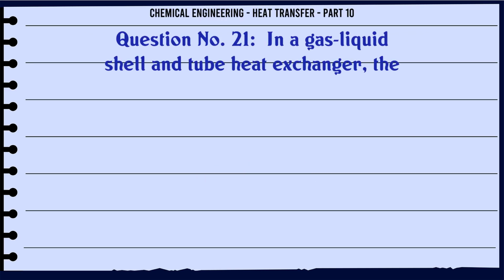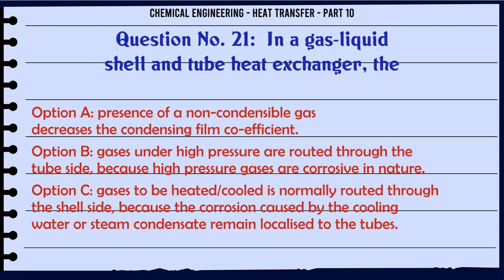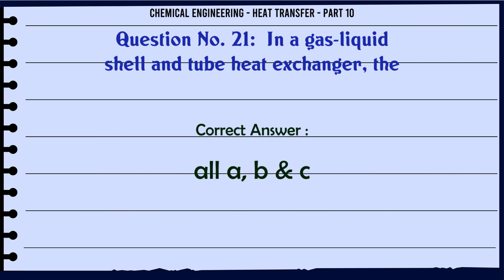In a gas-liquid shell and tube heat exchanger, A. the presence of a non-condensable gas decreases the condensing film coefficient. B. Gases under high pressure are routed through the tube side because high pressure gases are corrosive in nature. C. Gases to be heated or cooled are normally routed through the shell side because the corrosion caused by the cooling water or steam condensate remains localized to the tubes. D. All A, B, C. The correct answer is all A, B, C.